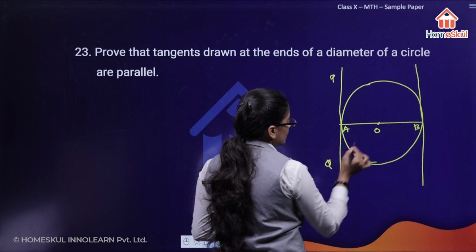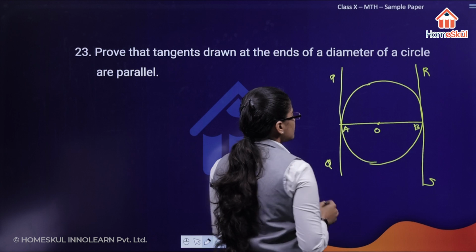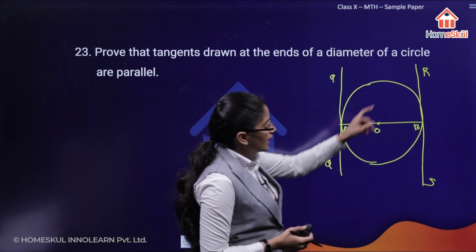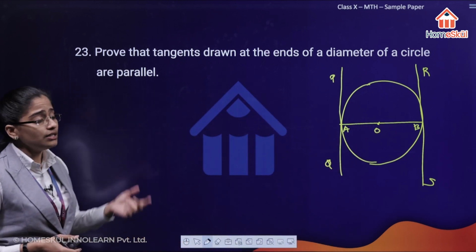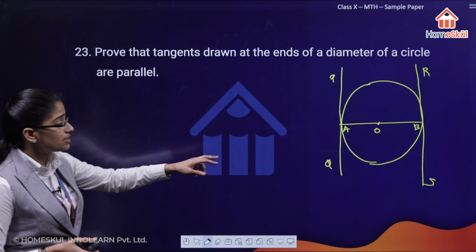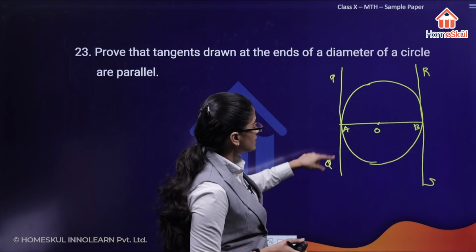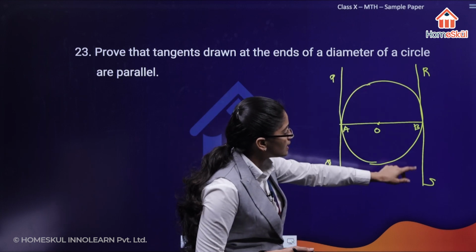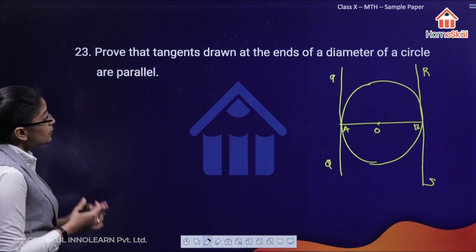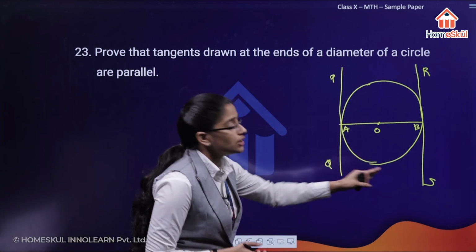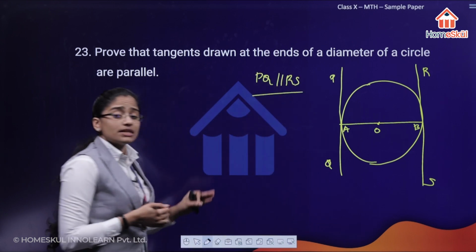two tangents PQ, RS. Okay, PQ. So PQ is a tangent with A as the point of contact and RS is another tangent with B as the point of contact. So here we are considering a circle with center O, AB being the diameter, where A is the point of contact for the line segment PQ. That means for PQ as a tangent, A is the point of contact, and for RS, which is a tangent, B is the point of contact. Here what we need to prove? We need to prove that this PQ is parallel to RS, isn't it? We need to prove that PQ is parallel to RS according to our figure.